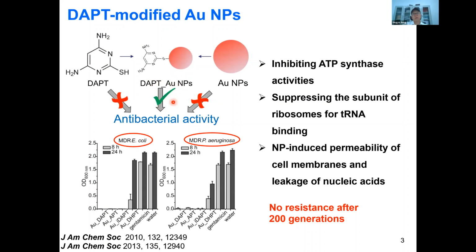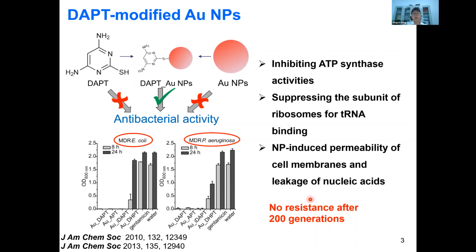Initially we found it to be very effective against gram-negative bacteria, such as E. coli and Pseudomonas aeruginosa. And not only is the particle very effective against the laboratory versions of these gram-negative bacteria, we also used multi-drug resistant strains of these bacteria. And we see that these particles are very potent against the multi-drug resistant versions of these bacteria as well.